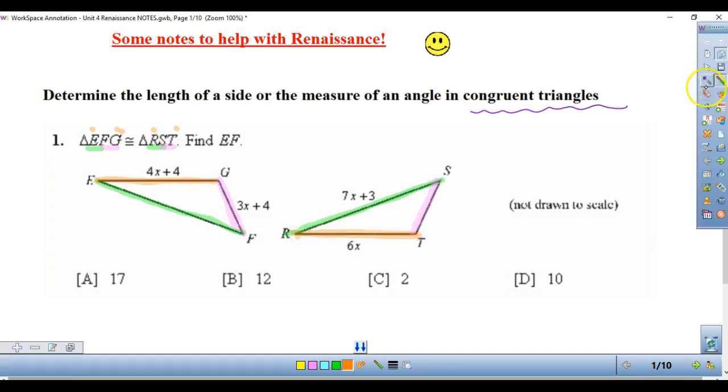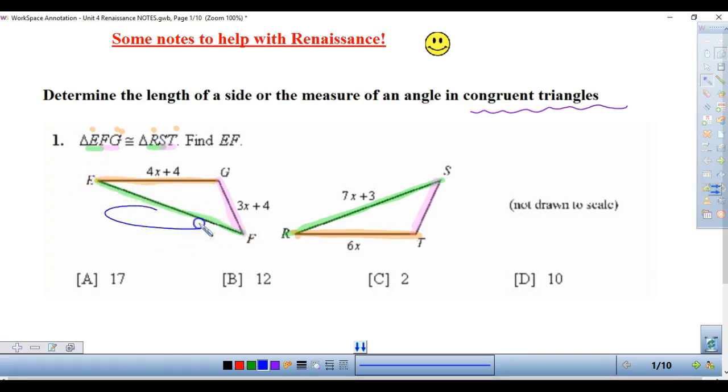So then I think you're already familiar with the concept that in order to solve for x, we have to have an equation we can use. So we need to find two things that are equal so we can make an equation. If you look at my green side here, EF, you'll notice there's no information here about the expression that represents that side. So I can't really use it to make an equation with RS here. And if I look at the pink ones, GF has 3x plus 4, but on the other triangle, ST is blank. So I can't make an equation out of those two.